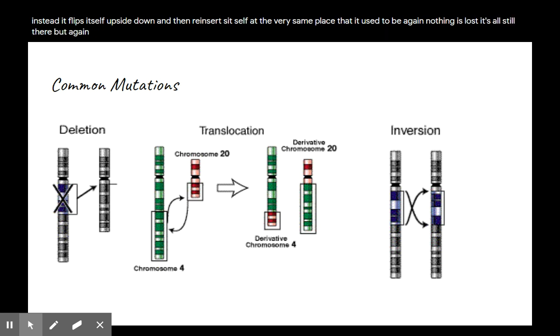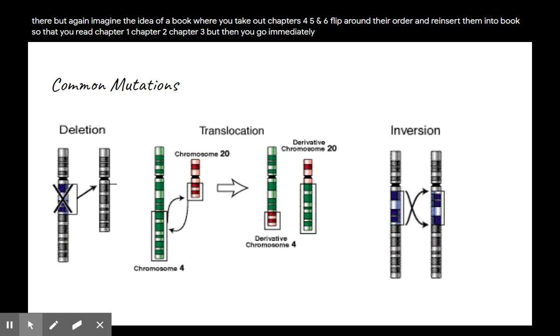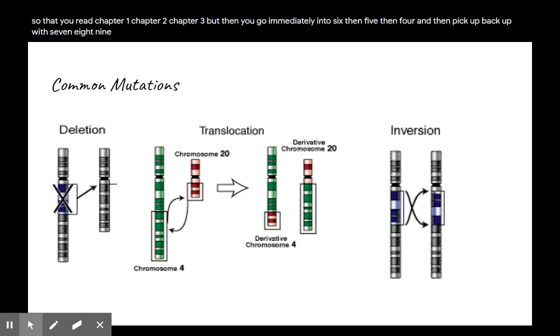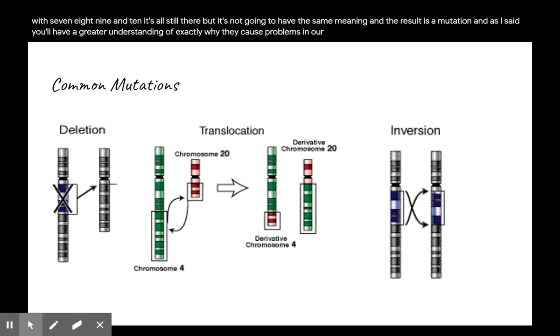But again, imagine the idea of a book where you take out chapters 4, 5, and 6, flip around their order, and reinsert them in the book so that you read chapter 1, chapter 2, chapter 3, but then you go immediately into 6, then 5, then 4, and then pick back up with 7, 8, 9, and 10. It's all still there, but it's not going to have the same meaning, and the result is a mutation. Now, those are all pretty generic, and as I said, you'll have a greater understanding of exactly why they cause problems in our next unit.